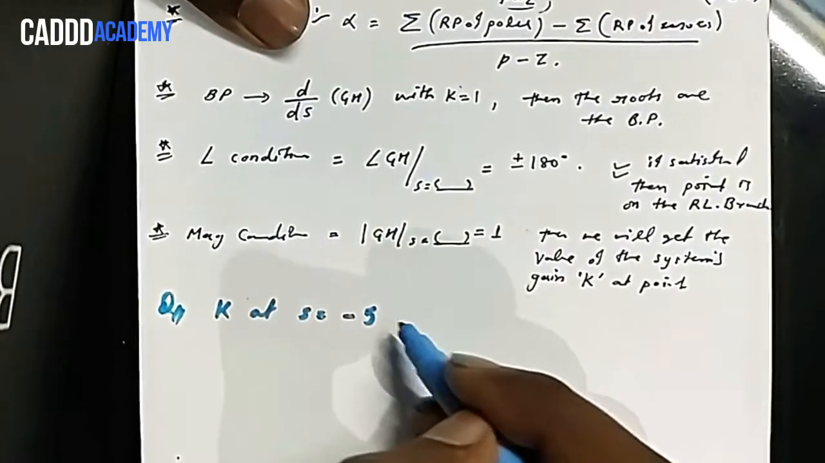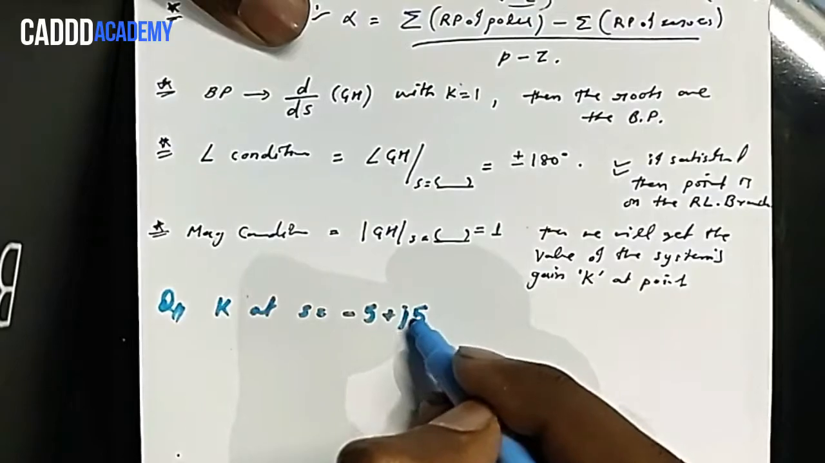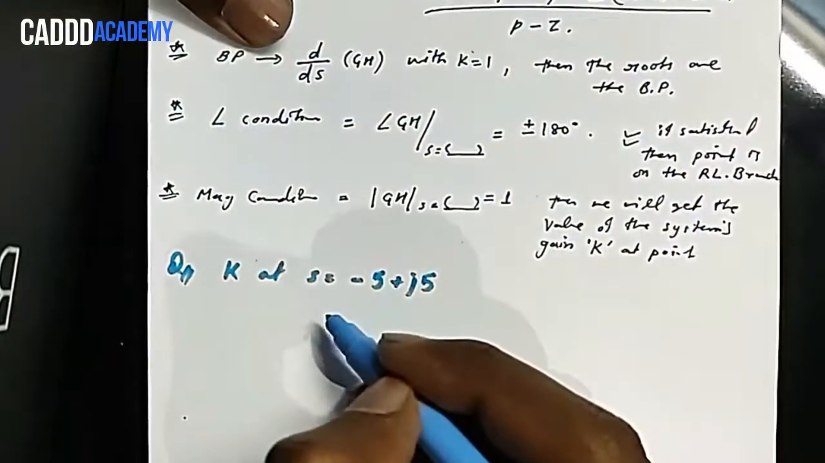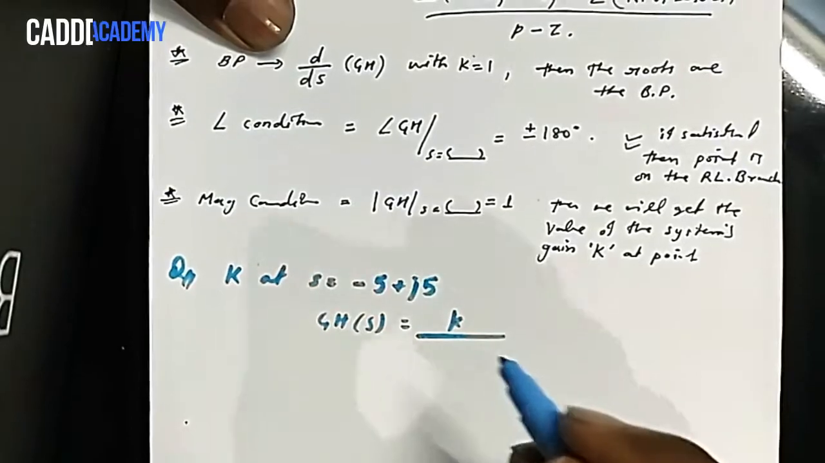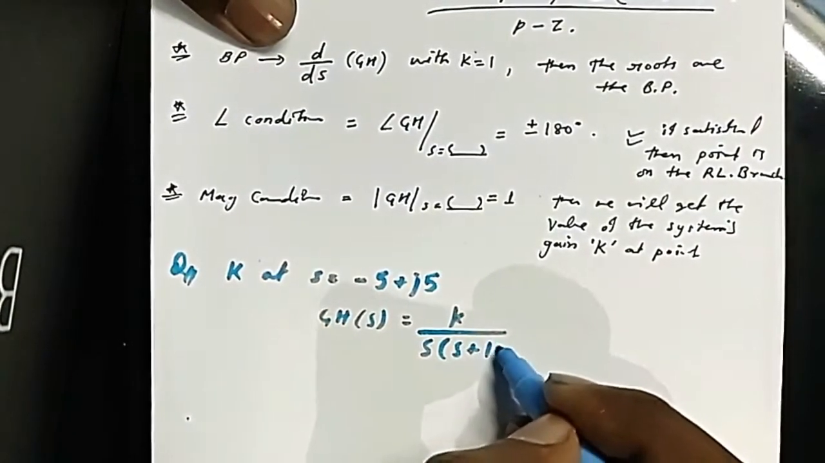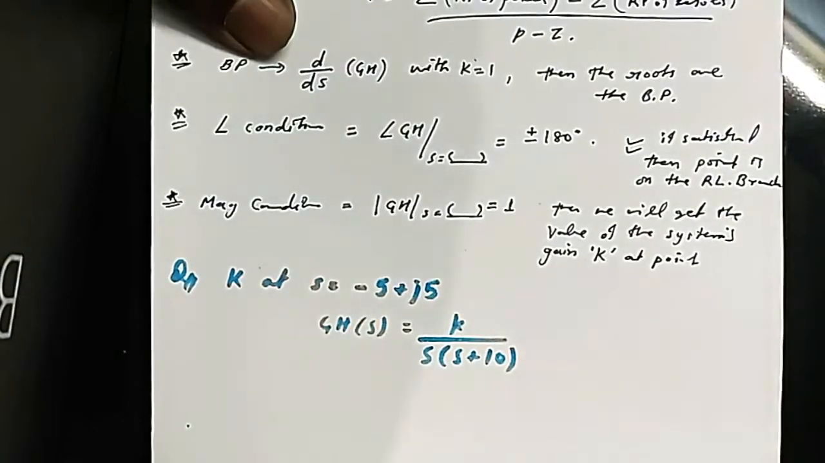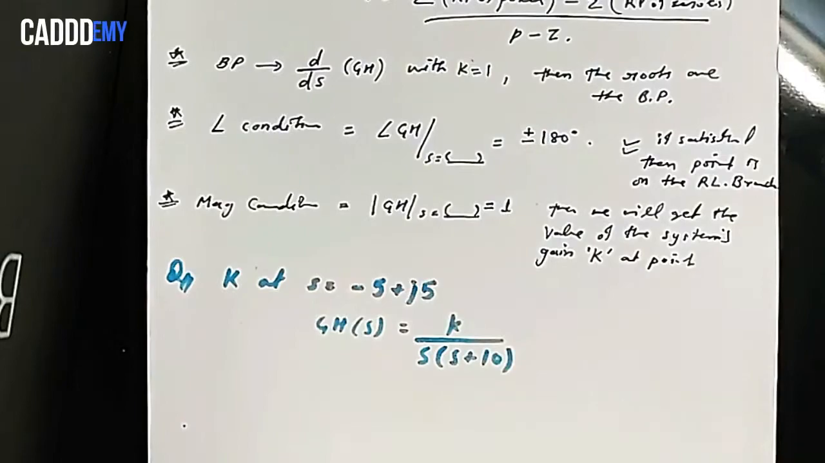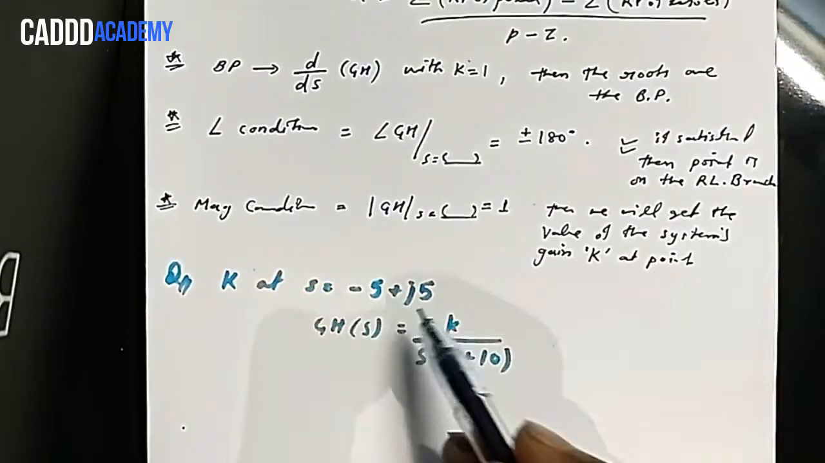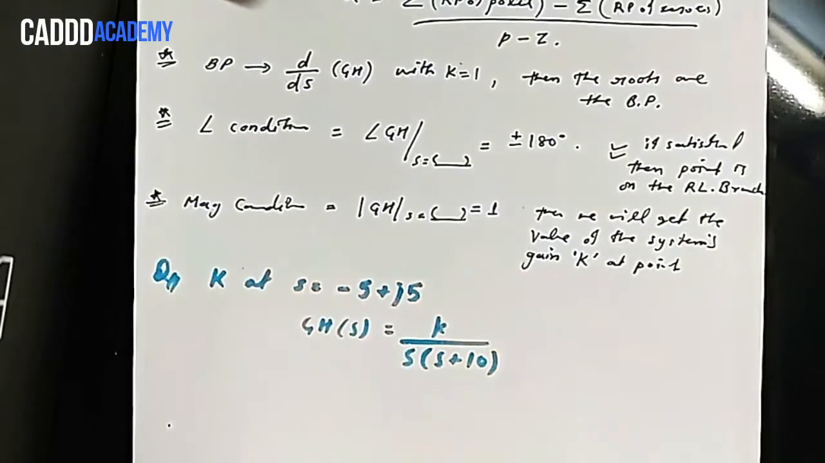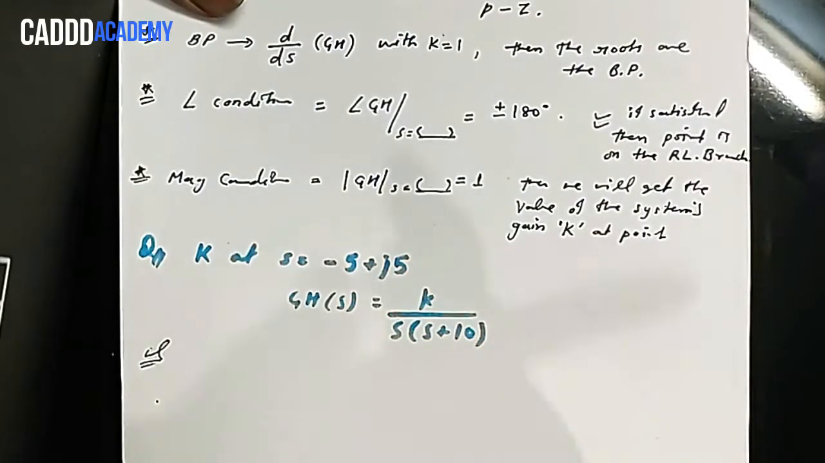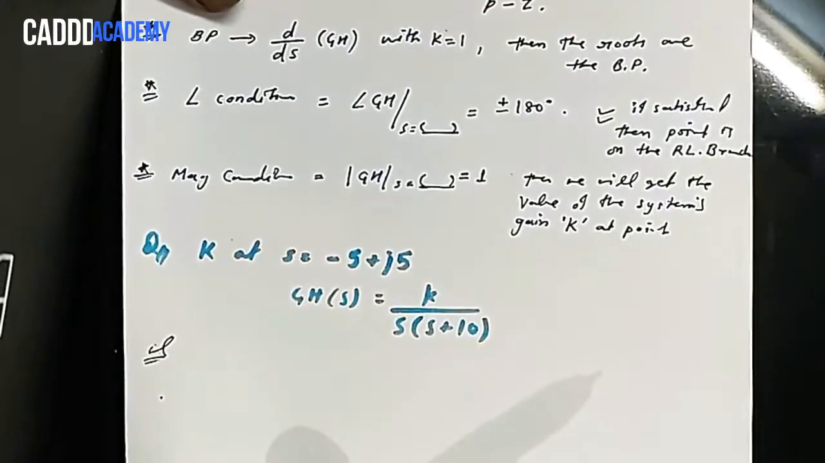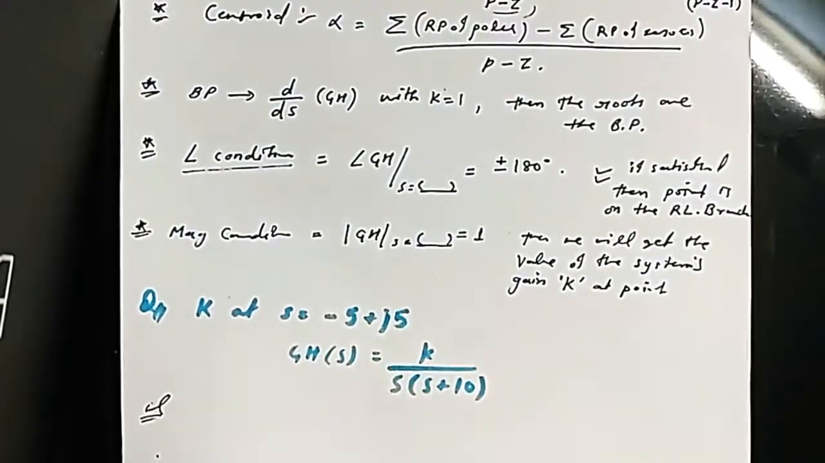So we have to get the k value at minus 5 plus j5, where the transfer function given is G H of s equals k by s into s plus 10. So first of all, we have to check whether this point is lying on the root locus branch. If it is not lying on the root locus branch, then we cannot determine the k value. So how will we know whether this point is lying on the root locus branch or not? Yes, the angle condition.